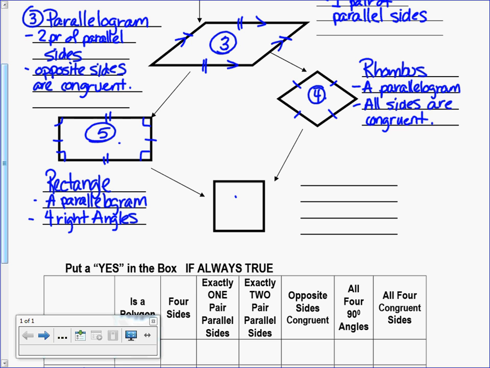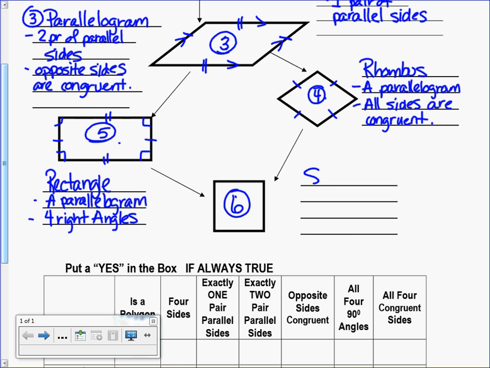So we have a parallelogram. We have a rhombus, which is a parallelogram, but all sides are congruent. And now we have a rectangle, which again is a parallelogram. It just happens to have 4 right angles. Okay, so now let's go ahead and talk about the baby of them all. Basically, what happened is that the rectangle and the rhombus had a baby and they ended up calling it a square, and that's going to be image number 6 because it has characteristics of a rhombus and it has characteristics of a rectangle, but it's also under grandpa, the parallelogram.